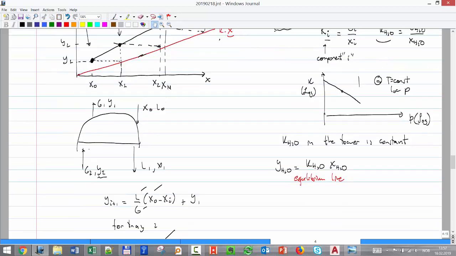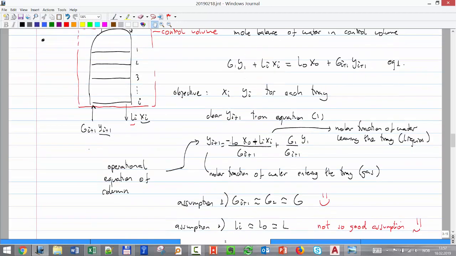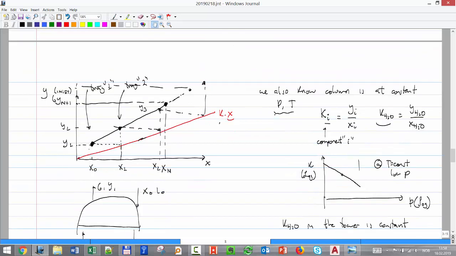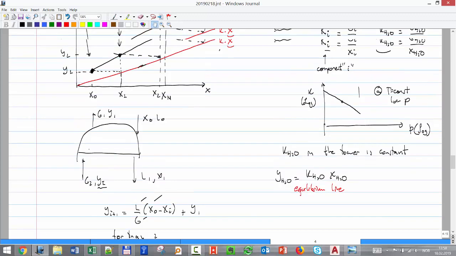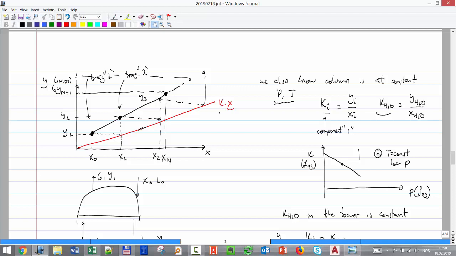But you also know something else. The liquid leaving the tray and the gas leaving the tray also have to fulfill the K factor condition, because they are in equilibrium. They were in a separator and are now being drained. Because pressure and temperature don't change, the K won't change either. Therefore, the equilibrium line is simply this red line here. And then we go tray by tray.